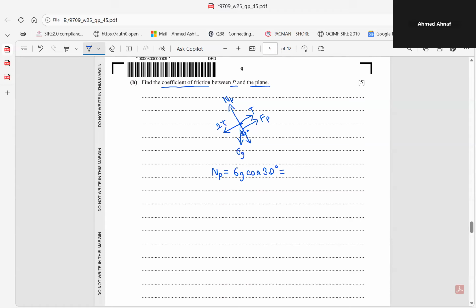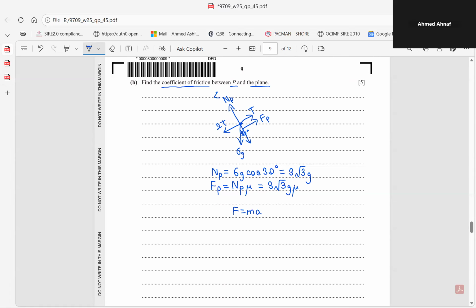So 6 times 10 times cosine 30. Yeah, so this is 3 square root 3g. Yeah, that's NP. And now for FP, just going to be NP mu. So it's going to be 3 square root 3g times mu. So this is FP. Now let's do F equals ma, Newton's second law.